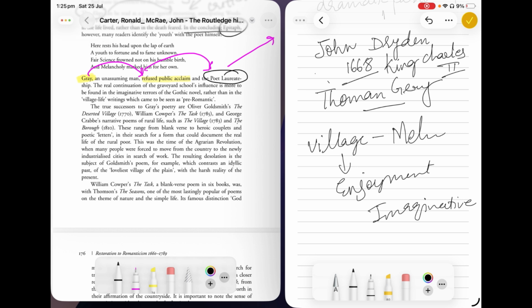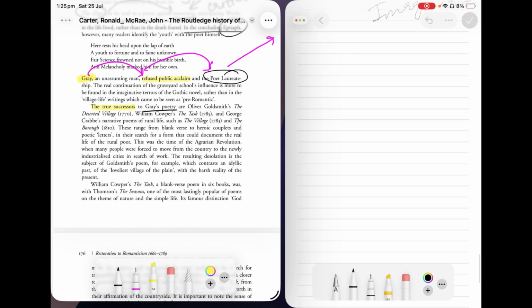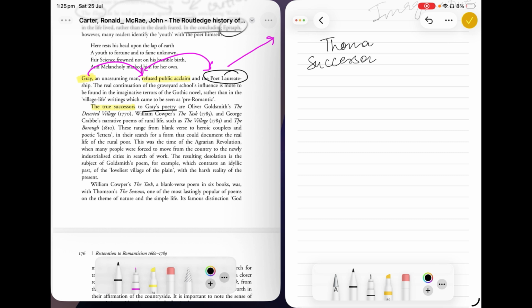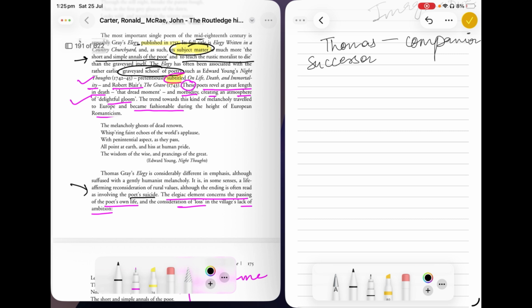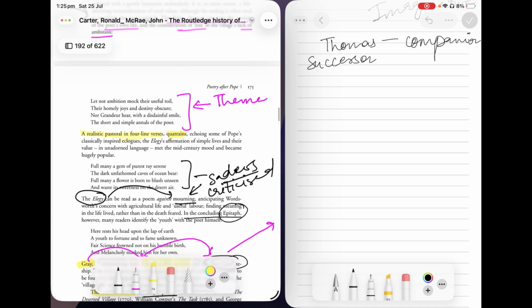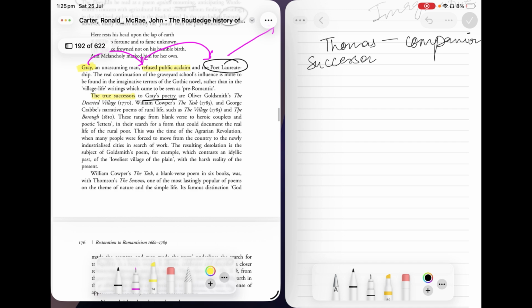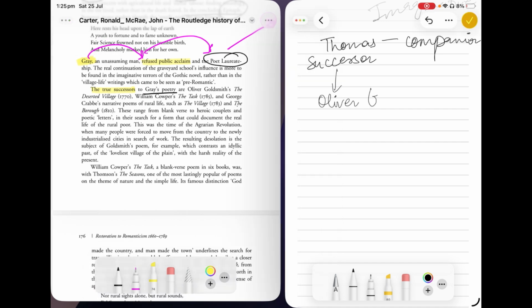So remember these things. The true successors of Gray's poetry: this line is very important because in UGC NET they always ask about who are the successors and also who are the companions. So the companions I have already told you, Robert Blair and Edward Young, these two writers we have already done here, are the companion writers of Thomas Gray. But who are the successors? It is also important. Oliver Goldsmith and William Cowper.